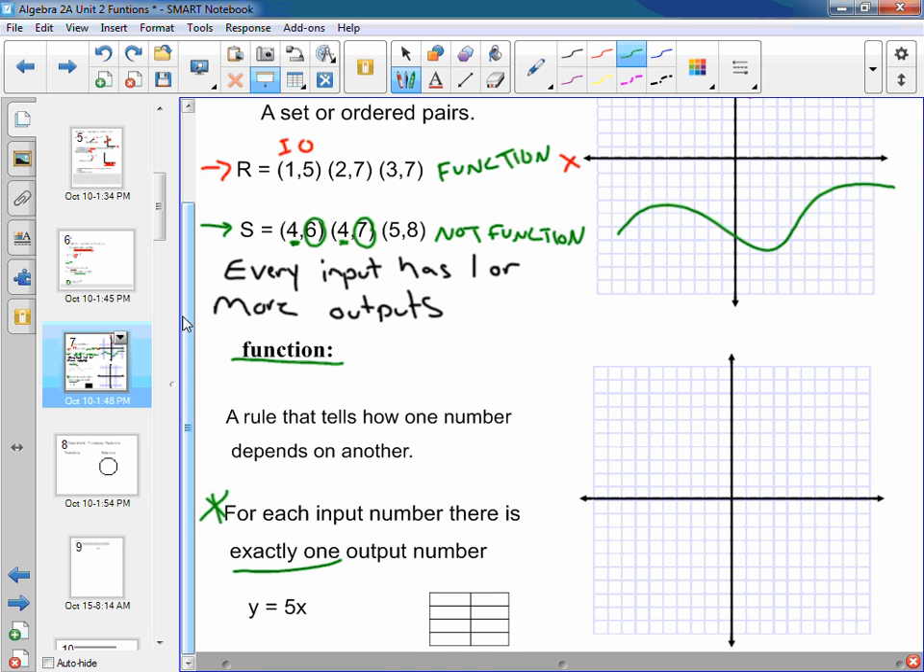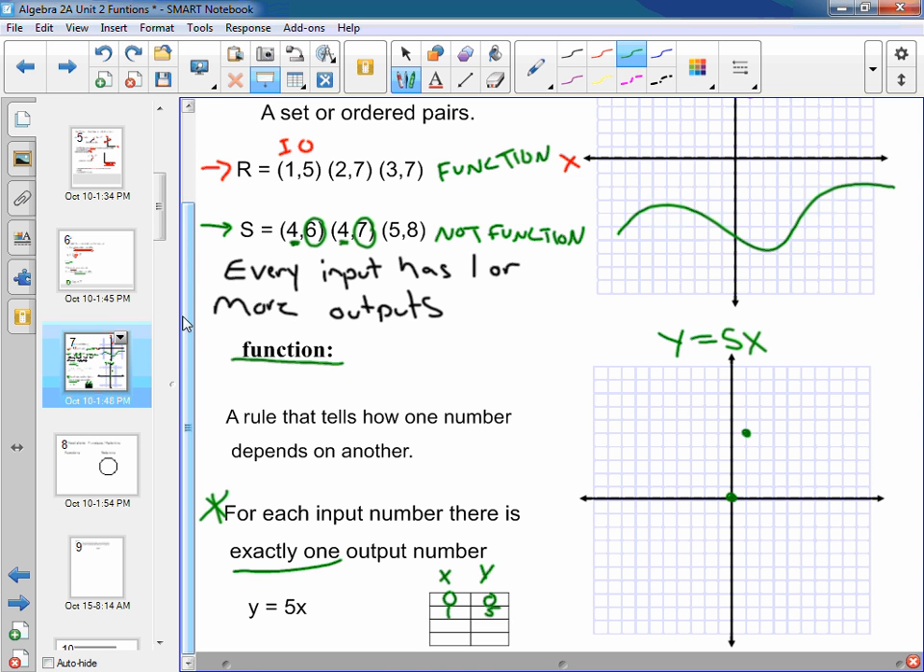And this is very important: for each input, there is exactly one output. So this function here, y equals 5x, I'll rewrite it above here. If you make a table, when x is 0, 5 times 0 is 0, y is 0. So the point (0, 0) is part of that function. If x is 1, y is 5. So the point (1, 5) is on the graph.